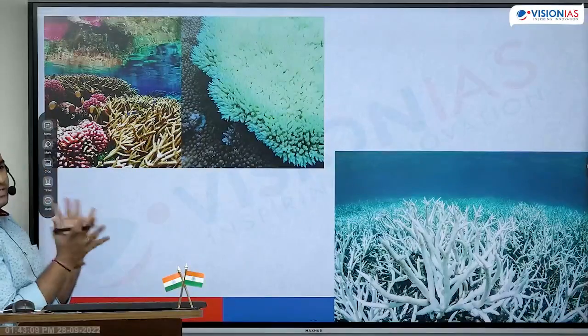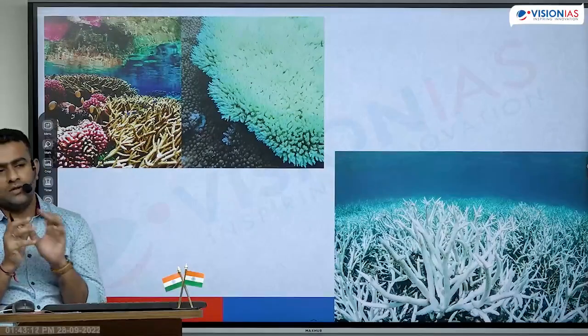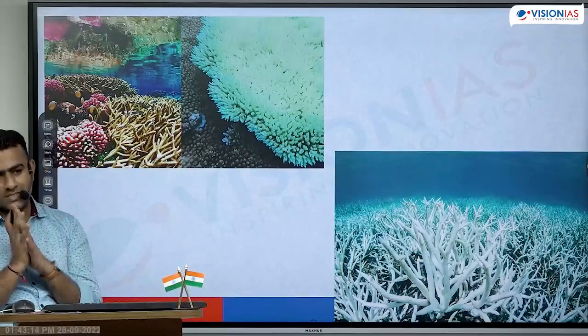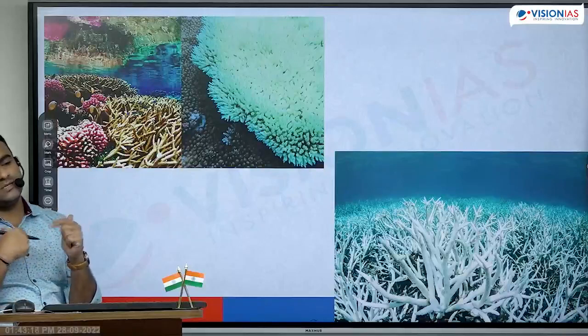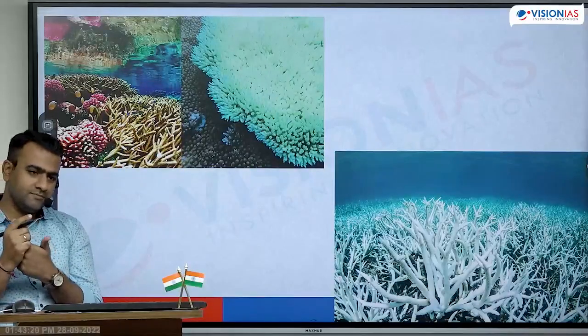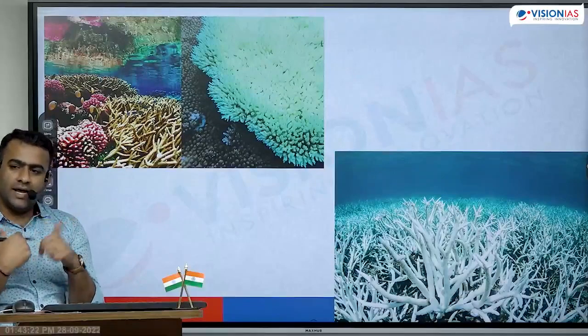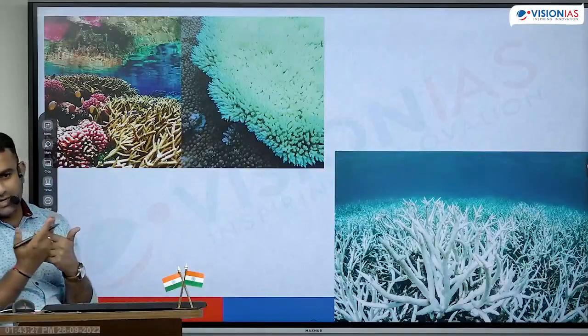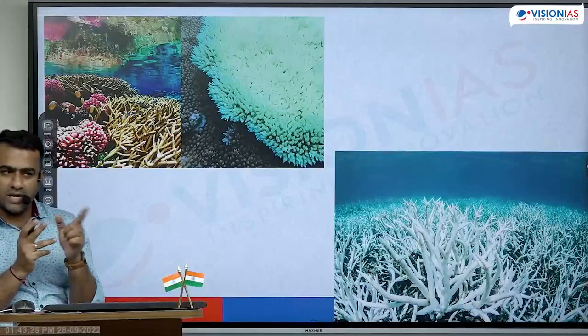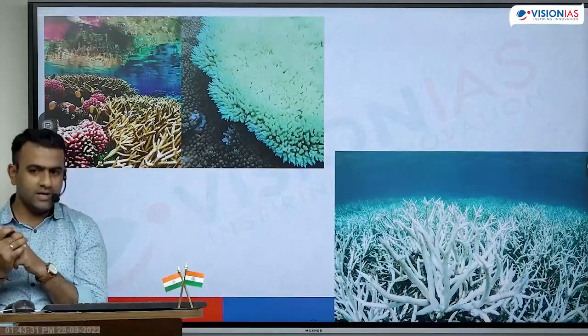So because of all of these disturbed conditions, the coral polyps come under stress. Okay, when the coral polyps come under stress, it expels the algae. Okay, it expels the algae. So when it expels the algae, it becomes colorless, because the color is provided by algae.